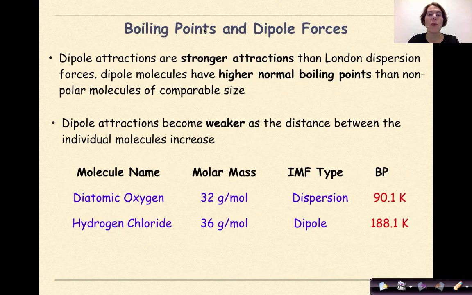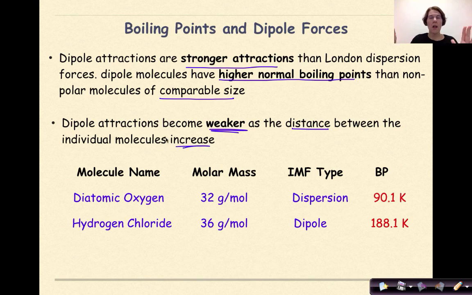Now let's look at boiling points and dipole forces. Dipole attractions are stronger than London dispersion forces. Molecules that contain dipoles have higher normal boiling points than nonpolar molecules of comparable size. Dipole attractions become weaker as the distance between the individual molecules increases. So the farther away these molecules are from each other, the weaker the force of attraction.